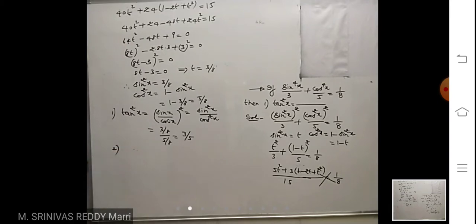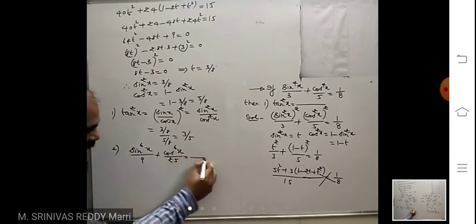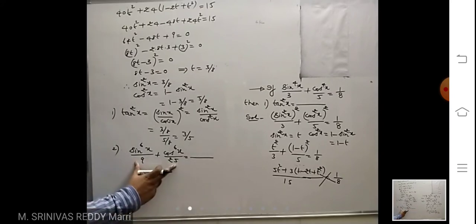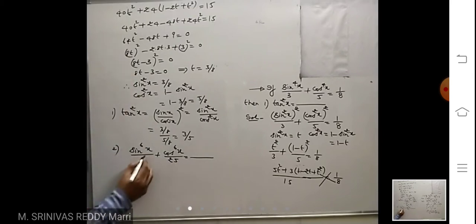Suppose second problem. In the multiple answers you will give like this. Second question is asking sine power 6x divided by 9 plus cos power 6x divided by 25 equal to dash. Look at this, it is looking very big, but it will be easy because you know sine square x and cos square x value. The sine power 6x means sine x whole power 6. You can write like this.